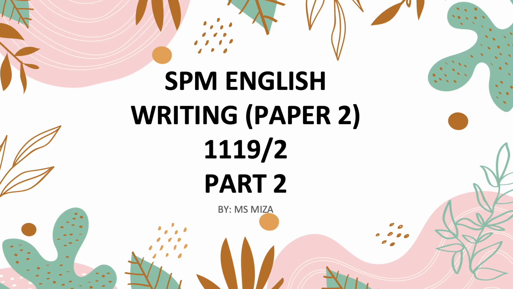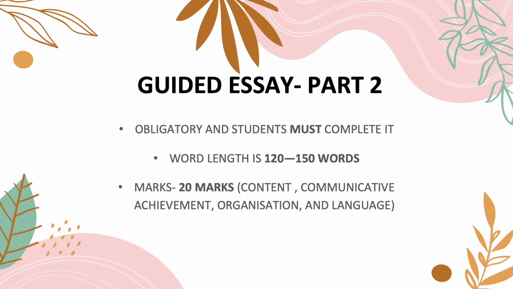By now, I'm sure you should have known that there are 4 papers for SPM 2021. Paper 1 is reading, Paper 2 writing, Paper 3 speaking, and Paper 4 listening. And for writing Paper 2, there are 3 parts, Part 1, Part 2, and Part 3. For today, we will be specifically looking at Part 2. Now let's look at some information about Part 2.